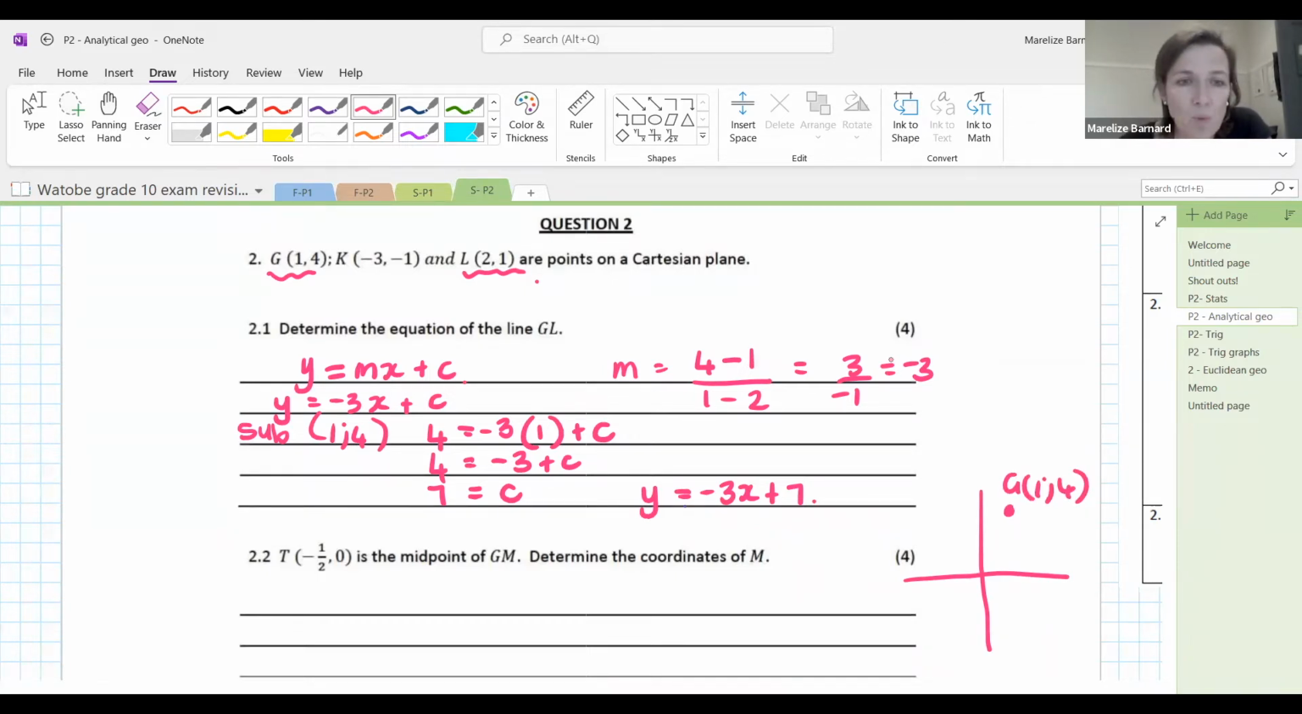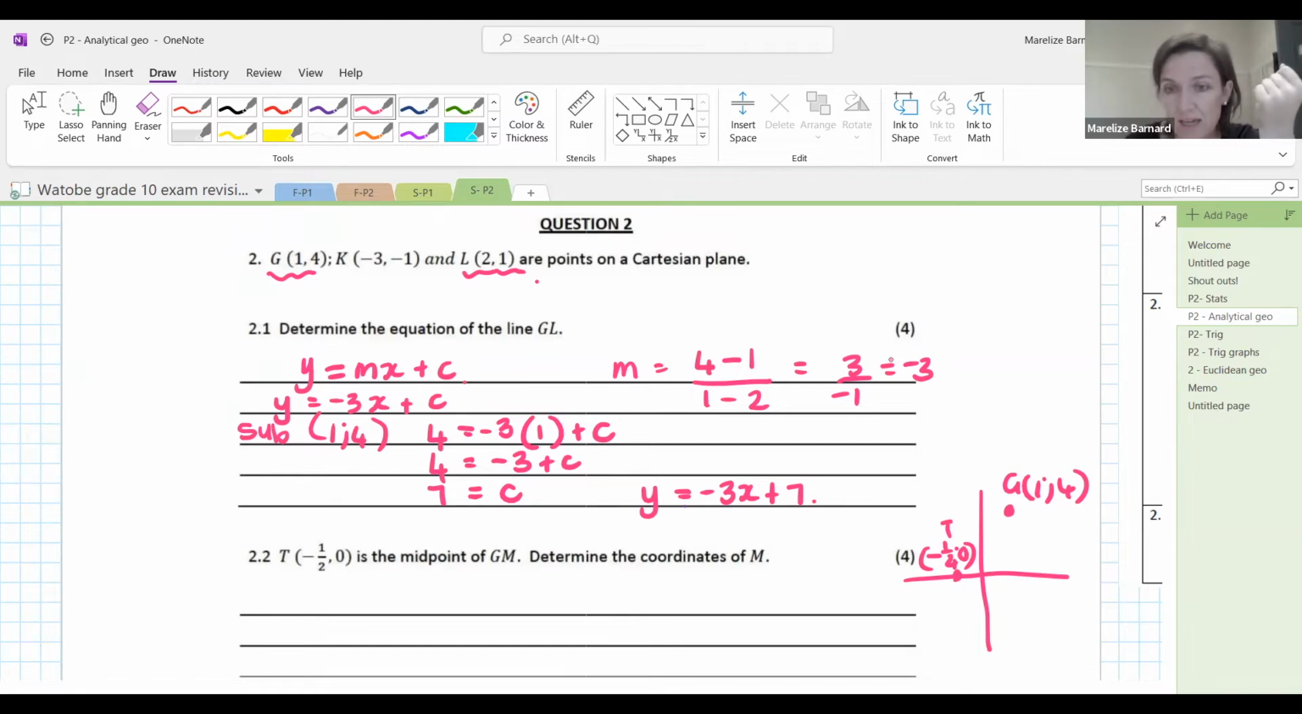And point T is minus 1/2 and 0. So that's going to be on the x-axis over here, minus 1/2 and 0. And that's point T. And that point T is the midpoint of GM. So we don't know what the coordinates of M are. That's what the question is actually asking for, to determine the coordinates of M.